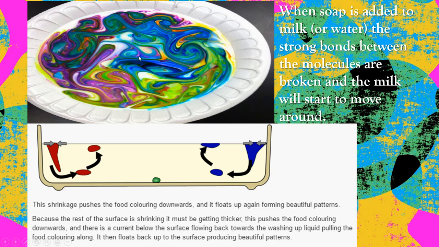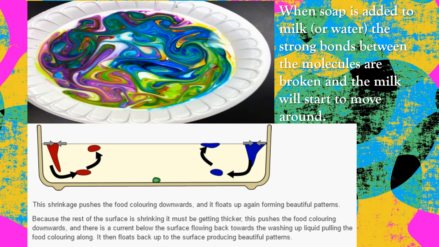So when we put the soap in, the food coloring is going to go down. But why doesn't it stay down? You're so smart. It doesn't stay down because the milk has more density than the food coloring. So after it goes down, it pushes right back up again. And then it starts to make these swirls of all these beautiful colors. Because the rest of the surface is shrinking, it must be getting thicker. This pushes the food coloring downward, and there is a current below the surface flowing back towards the dishwashing liquid, pulling the food coloring along. It then floats back up to the surface, producing those beautiful patterns.